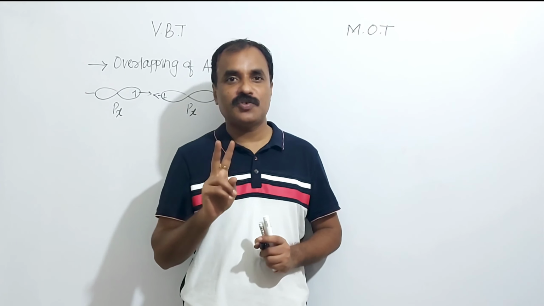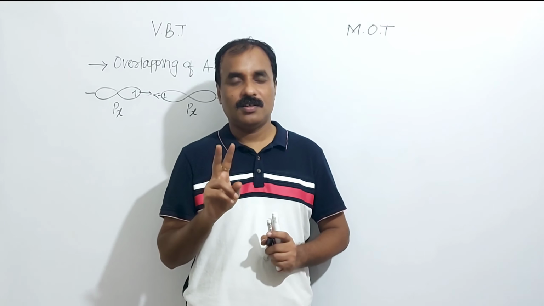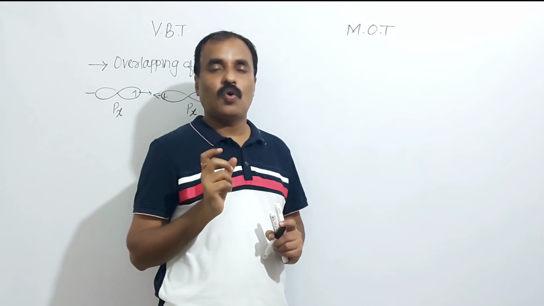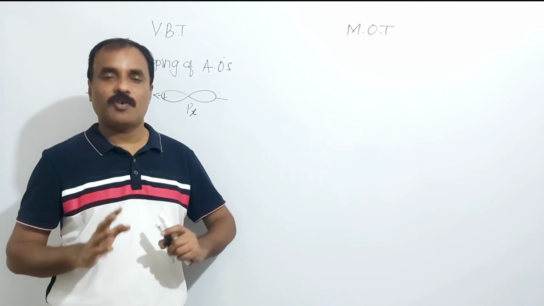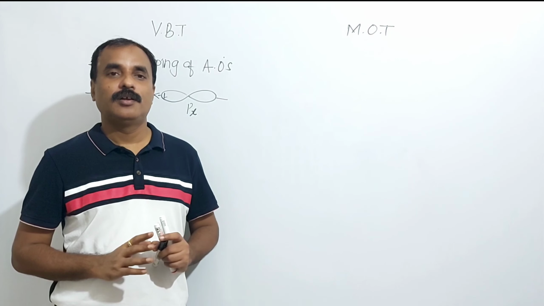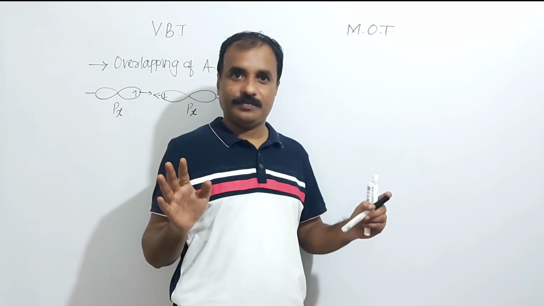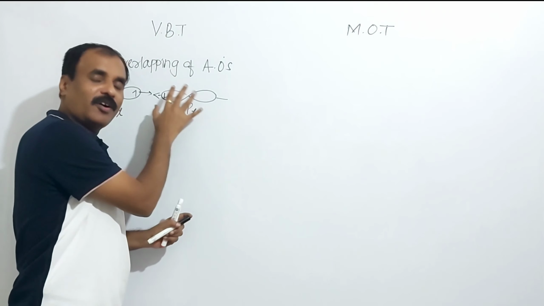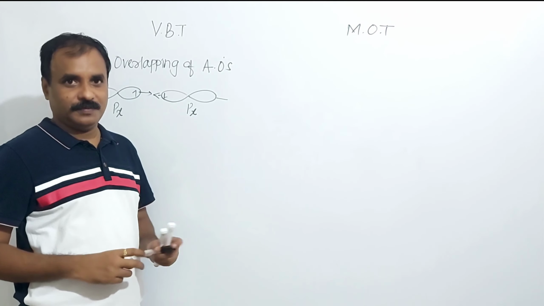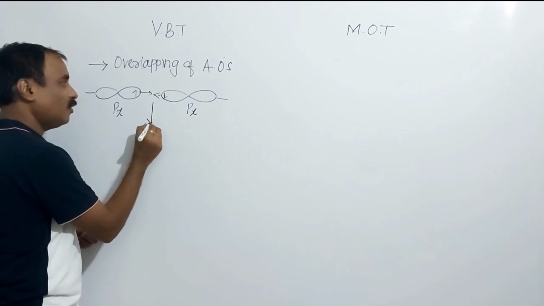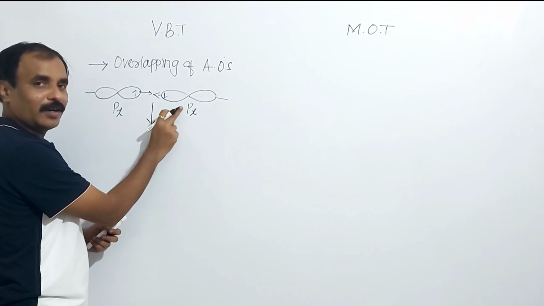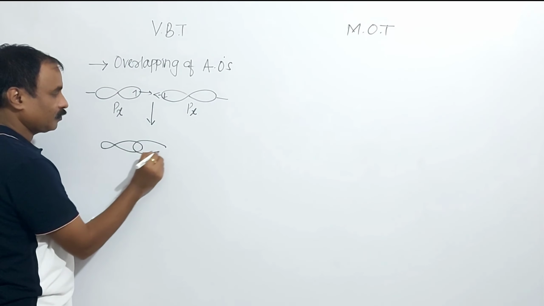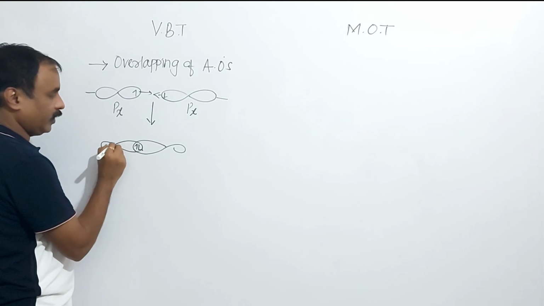What is the similarity between these two theories? Valence bond theory and molecular orbital theory both give information about the covalent bond and how there is a formation of the covalent bond. But the approach is different, isn't it? In valence bond theory, there is an overlapping between atomic orbitals. So here, overlapping is like this.